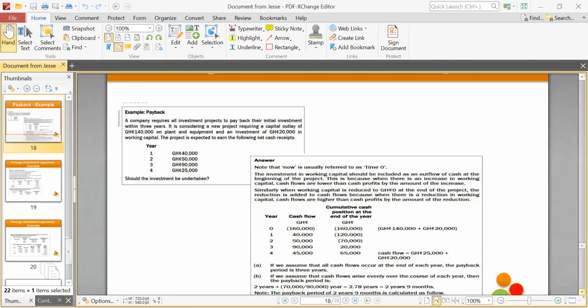So what you see in year zero is that there's an investment of working capital, year zero, right? In year one, the cumulative cash position at the end of the year is still in the negative. Year two, it's in the negative. Year three, it becomes positive.